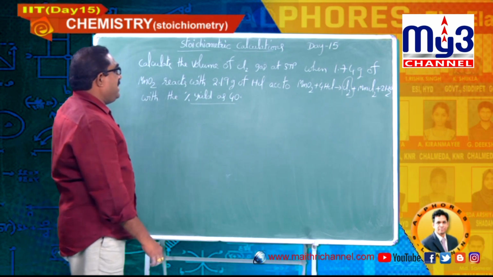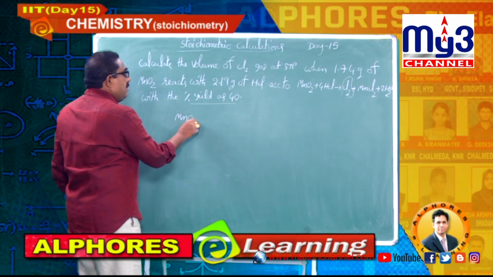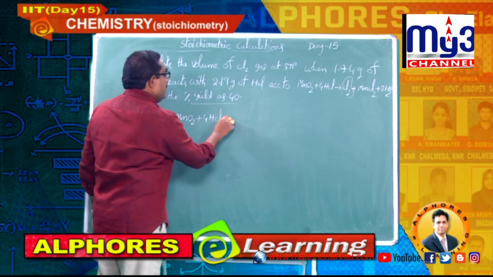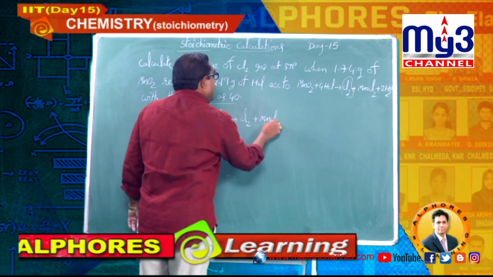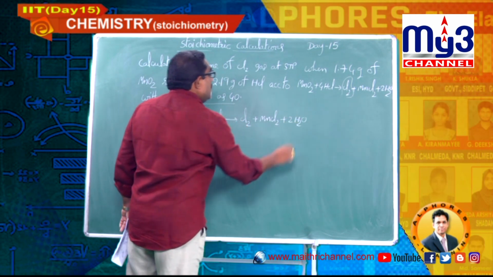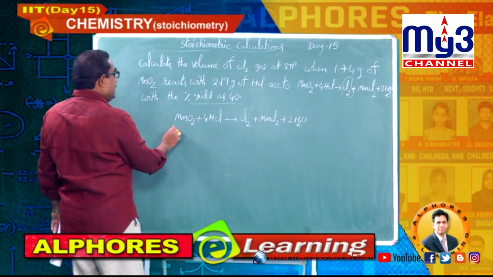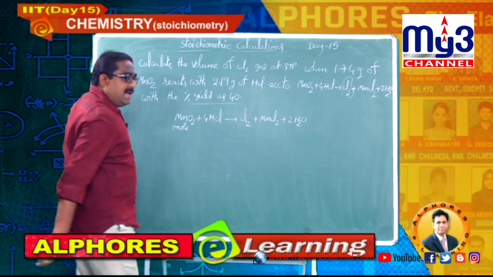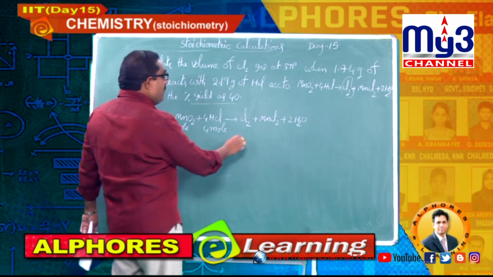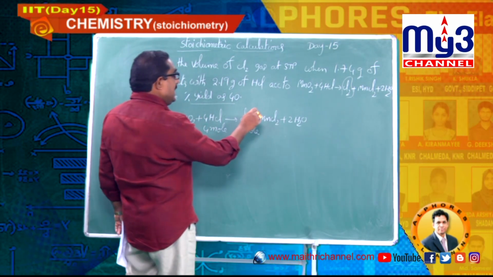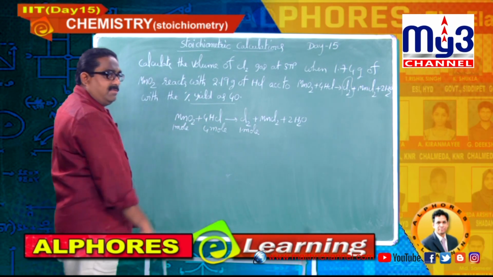Okay students, let me write down the balanced equation once again. Manganese dioxide plus 4 moles of HCl gives 1 mole of chlorine gas, manganese chloride MnCl2, plus 2 moles of H2O. This is the balanced chemical equation given to us. From this we can write: 1 mole manganese dioxide combines with 4 moles of HCl and forms 1 mole of chlorine gas. Okay, let me convert this into masses, weights.